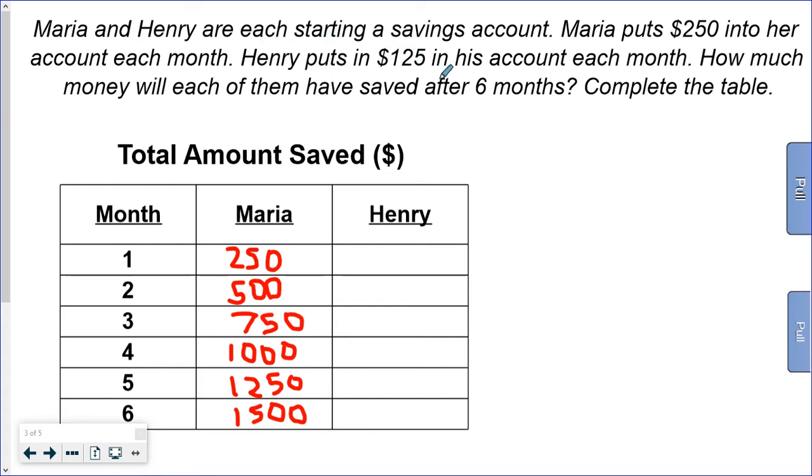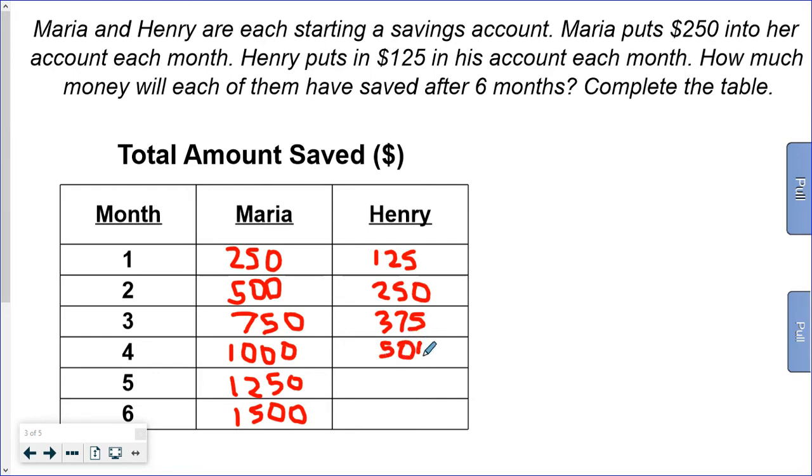Henry is going to be adding 125 every single time. So at the end of the first month, Henry is going to have 125. And then if I add another 125 onto that, that'd be 250. And then I'm going to add another 125 onto that, which is 375. And then I'm going to add another 125 onto that, and that gives me 500.